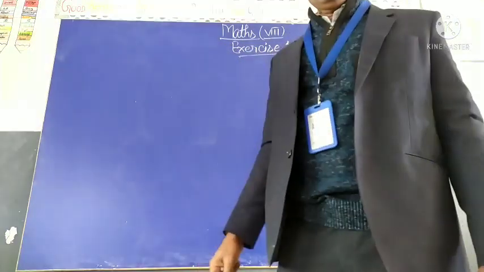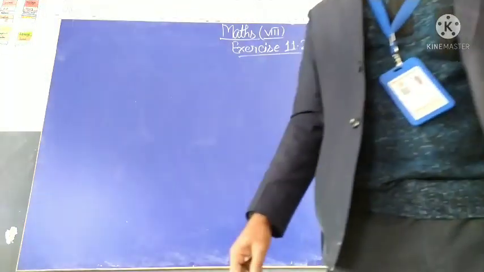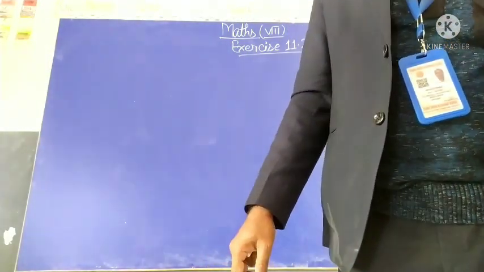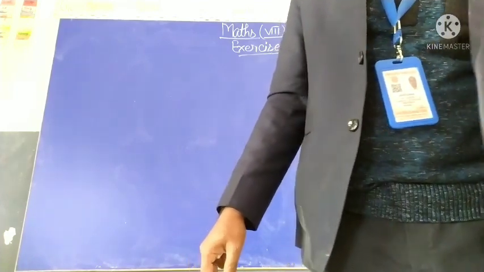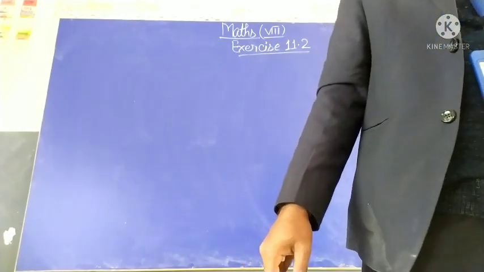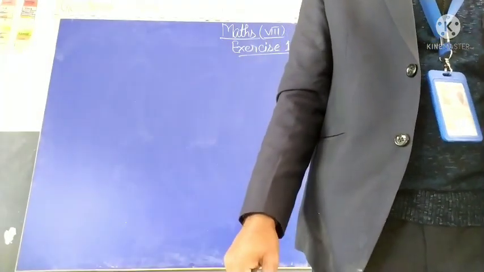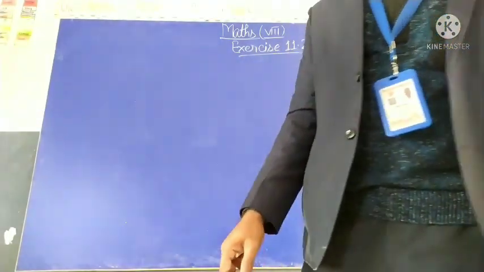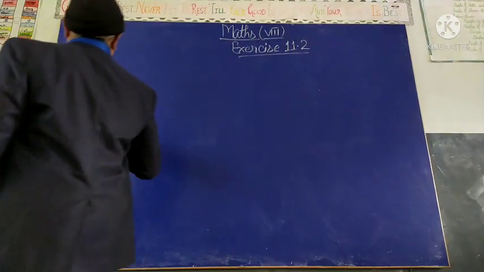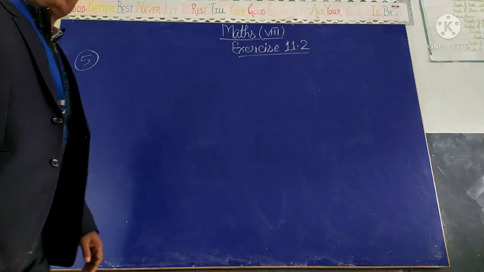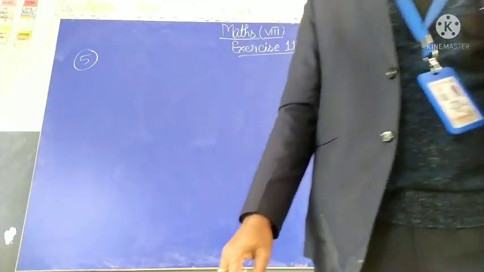Good morning students. I am going to continue exercise 11.2, and the fifth question is: the diagonals of a rhombus are 7.5 centimeter and 12 centimeter. Find the area. It is your question number 5. Here are given the diagonals of the rhombus.